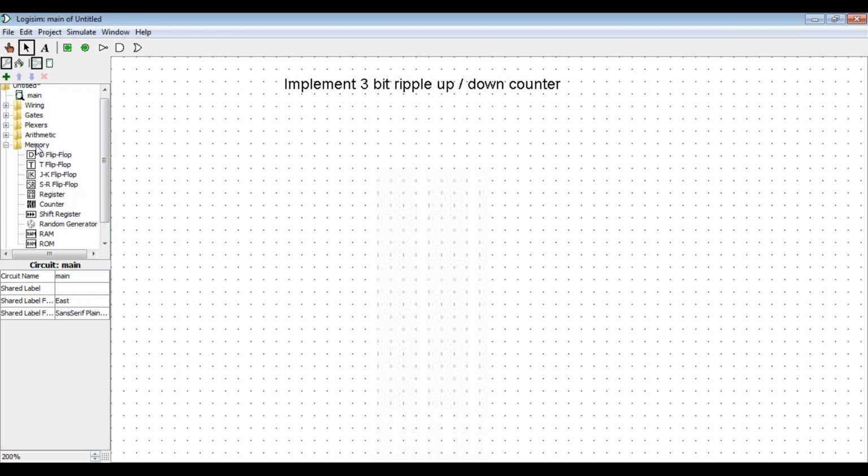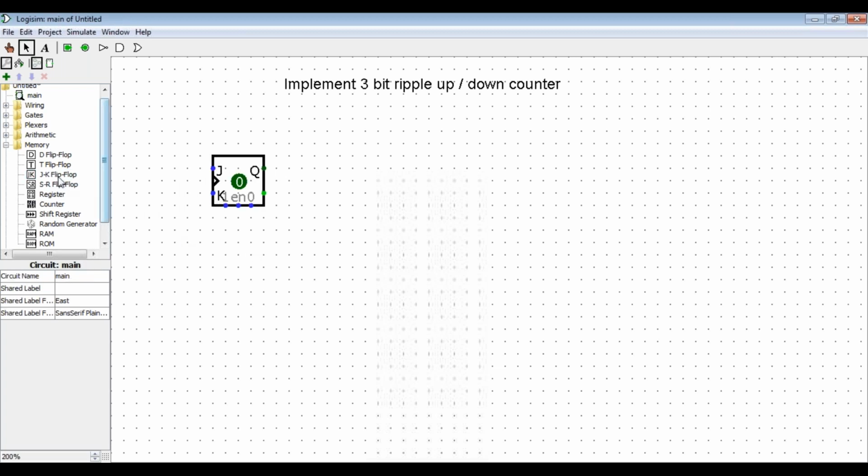So we are going to implement a 3-bit ripple up/down counter. For that we need 3 flip-flops. Here I am going to take any one of the flip-flops; you can choose any one. Here I am taking the JK flip-flop.